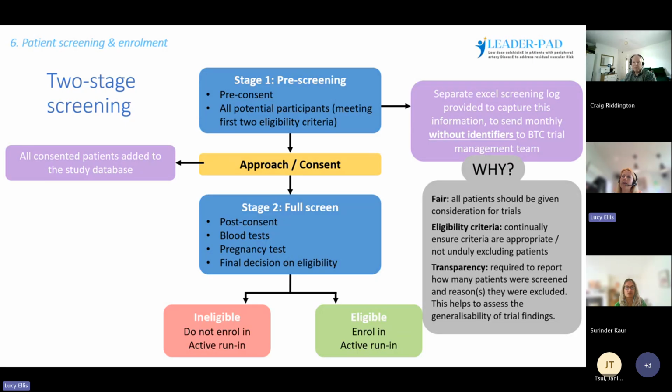If they're eligible, they're then enrolled into the active run-in phase, where they're prescribed colchicine for a 2 to 3 week period. And just to note, with regards to screening logs, we do ask that you return those to us in the first week of each month with the identifiable columns removed. That's just so that we can monitor screening and new recruitment throughout the UK.